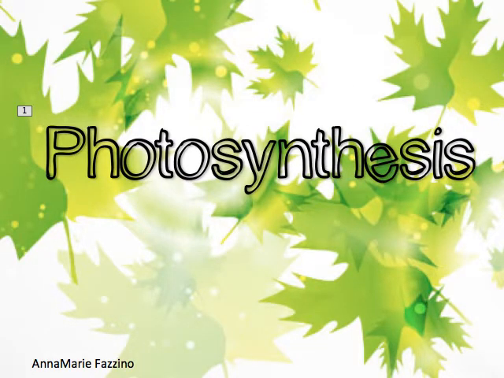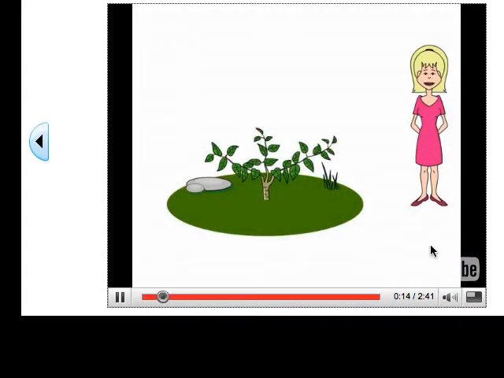Good morning, everyone. Today we're going to talk about photosynthesis, how plants make their food. We're going to start today's lesson by watching a short video clip to get you familiar with the topic. Plants get the raw materials needed for photosynthesis from the soil, the air, and the sun.